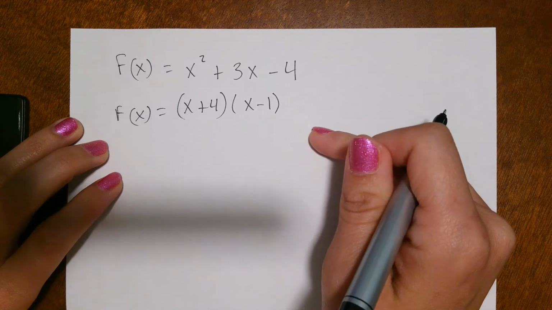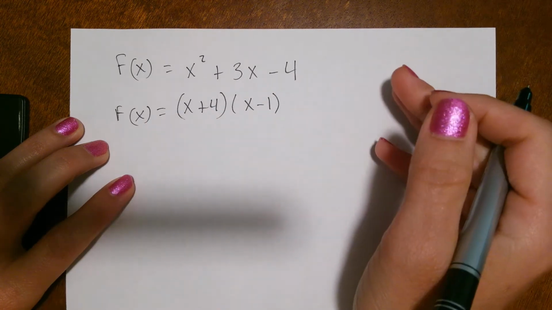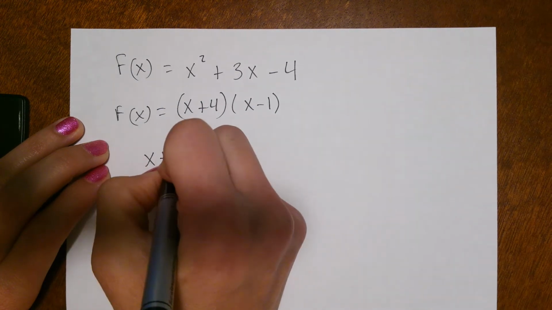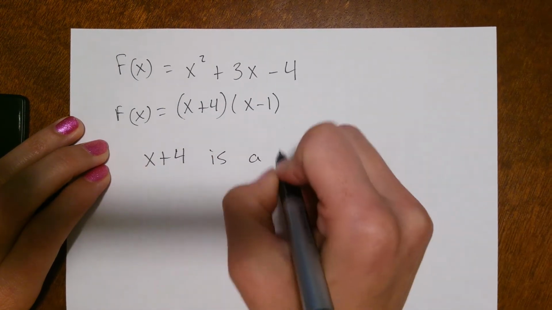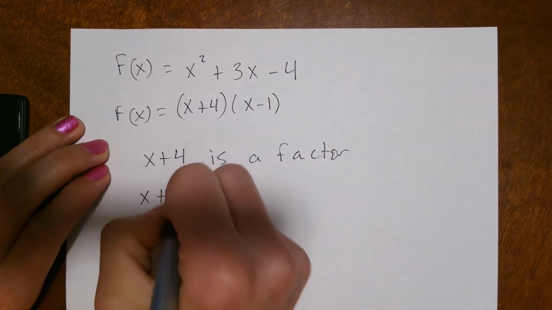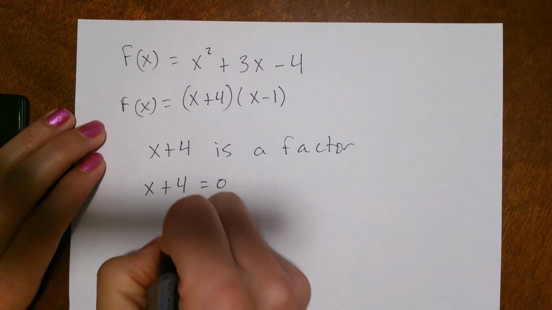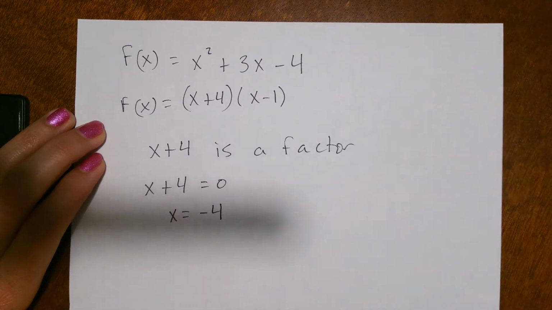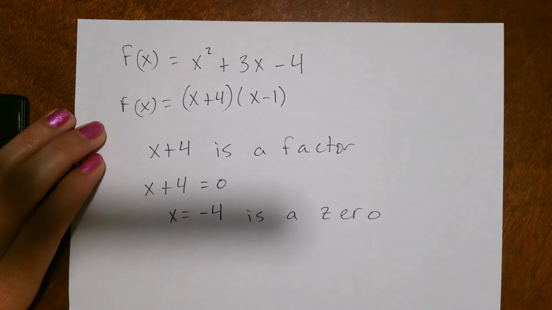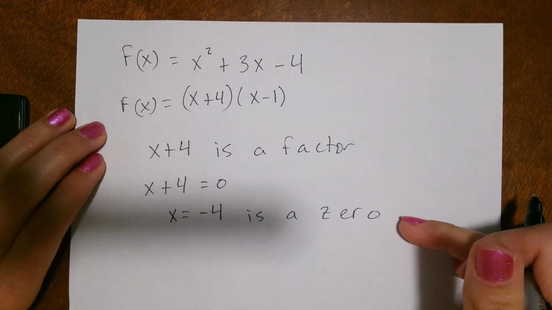It's called the factored form because each one of these is a factor of the quadratic. So x plus 4 is what we call a factor. If we set the factor equal to 0 and solve the little linear equation that we came up with, then we get x equals negative 4. This is a 0 or a root of the function. So that's the difference between a factor and a 0 or a root.